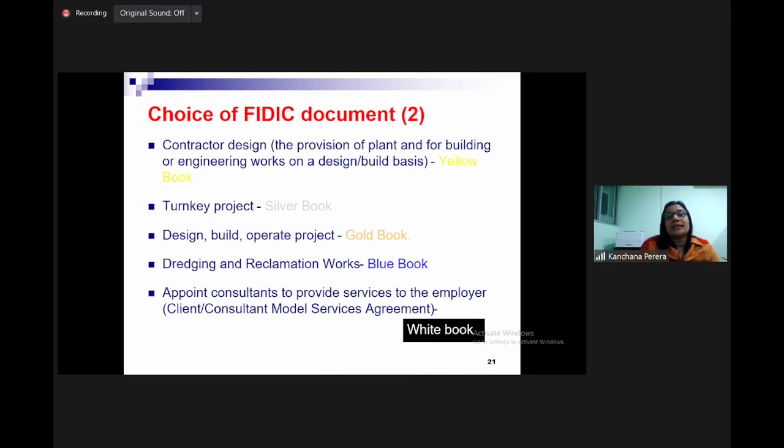Then contractor design: the provision of plant and building or engineering works on a design and build basis. Plant, engineering works, yellow book, design and build. Then we have turnkey, silver book. Design, build, operate, gold book. Dredging and reclamation work, blue book. Selection of consultant, for that we use white book.